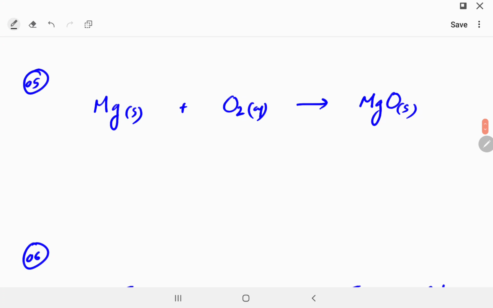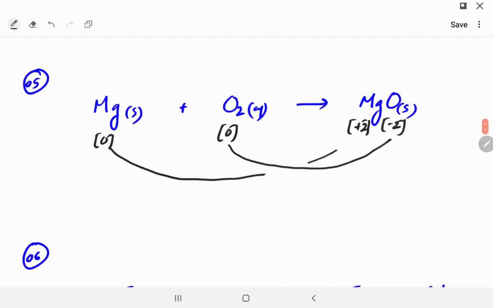Write the oxidation numbers down. Now I'm not going to explain it too much. You should pause the video and try it first. All right, magnesium is going from 0 to +2, so this is oxidation. Oxygen going from 0 to -2, this is reduction.